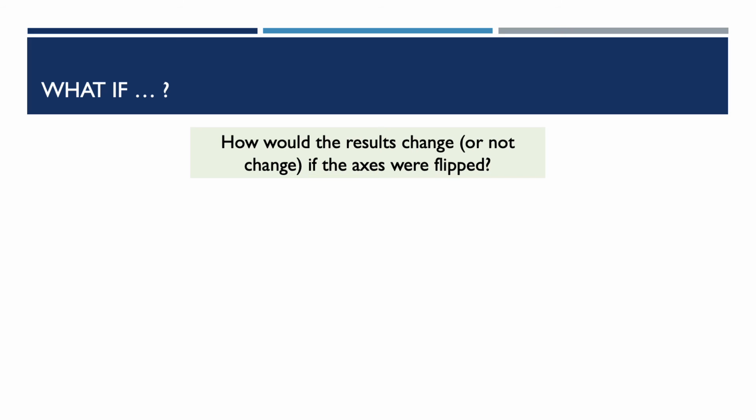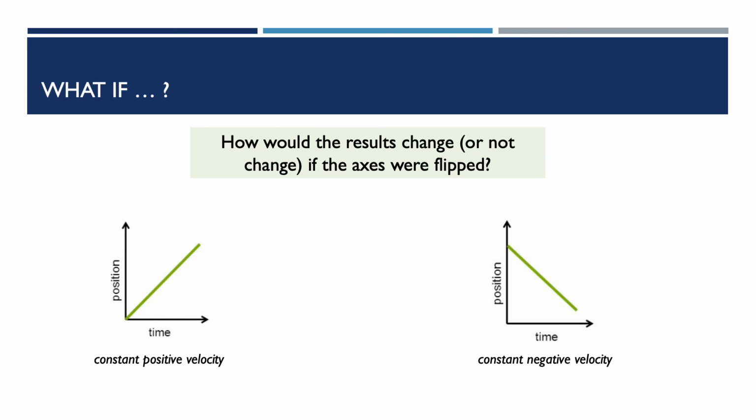The what-if question asks how our results would change or remain the same if we were to flip the axes. Recall that the coordinate system was set to have the motion of the ball traveling in the positive x direction. Our resulting graph looked something like this, representing a constant positive velocity. If we were to flip the x-axis, the resulting graph would instead look like this, representing a constant negative velocity. Although the graphs look different, the slope of the graph remains constant, solidifying the assumption that our object is moving at constant velocity.